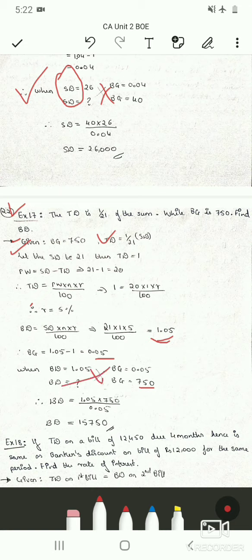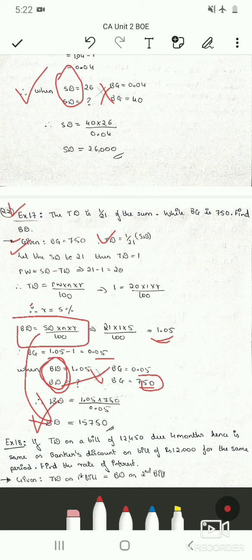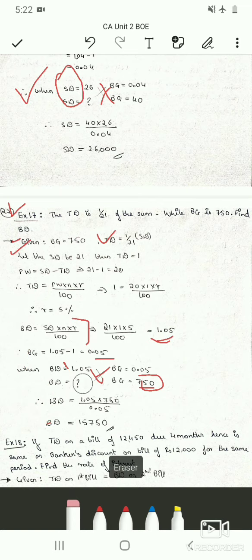Then what will be the banker's discount when the banker's gain is 750? Cross multiply, we get banker's discount as 15,750 rupees. So if you want to compare with sum due, then get the sum due when banker's gain is 750. Again substitute in this formula, you will get banker's discount as 15,750, but it will be a lengthy procedure. When you can simplify it, it is better to solve.